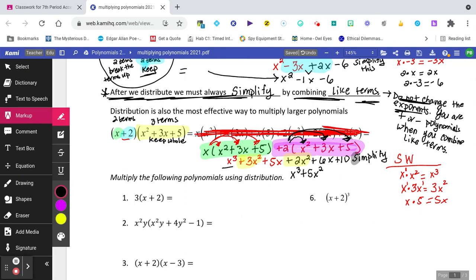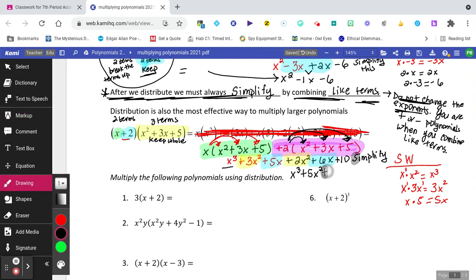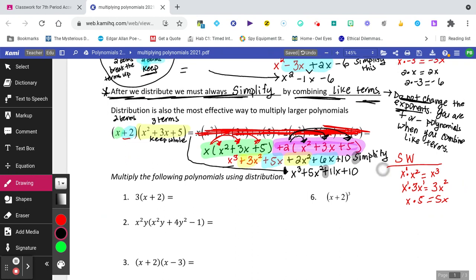And then I have other like terms. Let's see. Positive 5x is like positive 6x. That's going to give me positive 11x. Remember, whenever you are simplifying, do not change the exponents. And the other thing that's left out is a plus 10, so bring it down. So this problem equals x cubed plus 5x squared plus 11x plus 10. And that's all you do. That's double distribution.